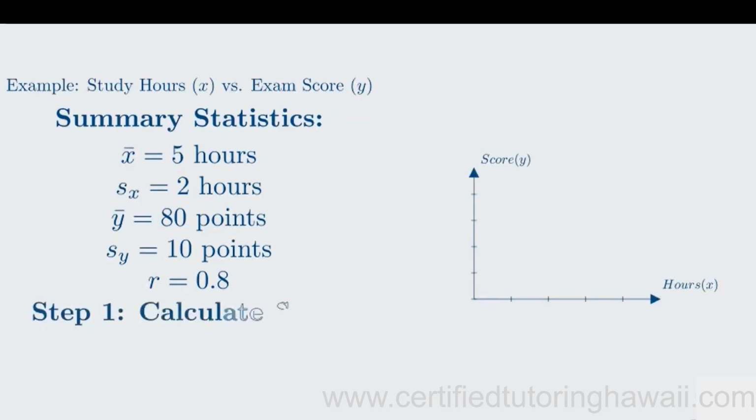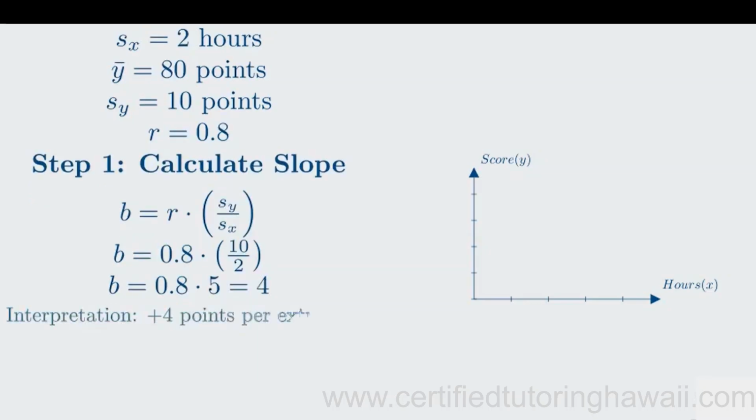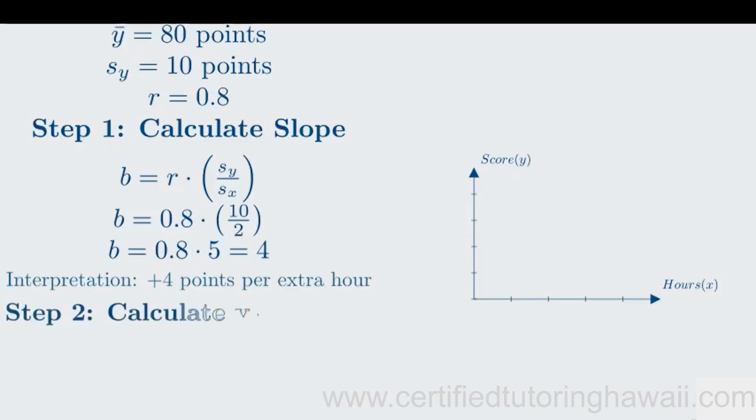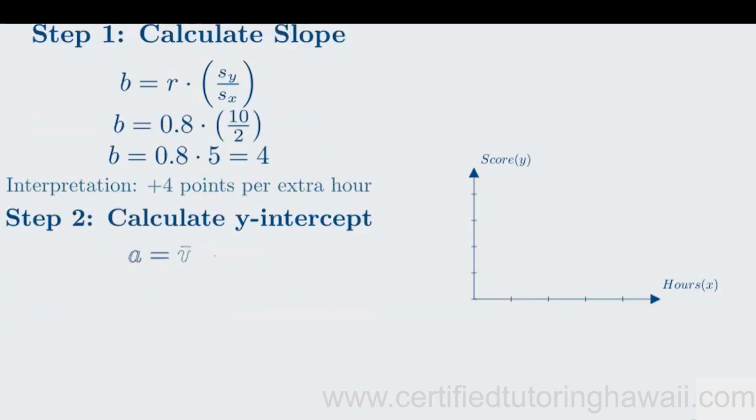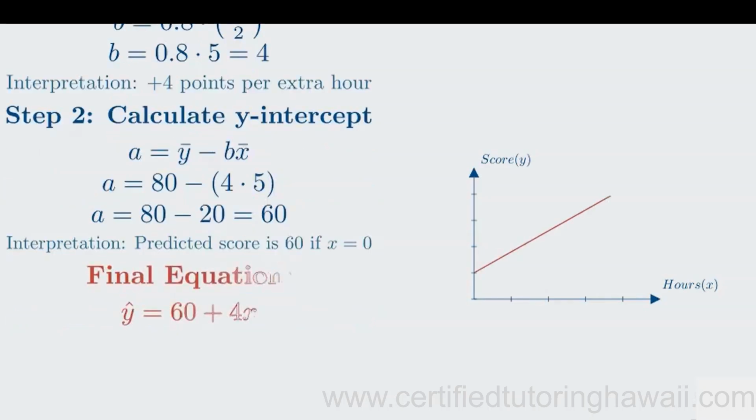First, we calculate the slope, b. We use the formula b equals r times the ratio of the standard deviations. The slope is 4. This means for every additional hour a student studies, their predicted exam score increases by 4 points. Next, we find the y-intercept, a. We subtract the slope times x bar from y bar. The y-intercept is 60. This means for a student who studies for 0 hours, the predicted exam score is 60 points. So, our least squares regression line is y hat equals 60 plus 4x.